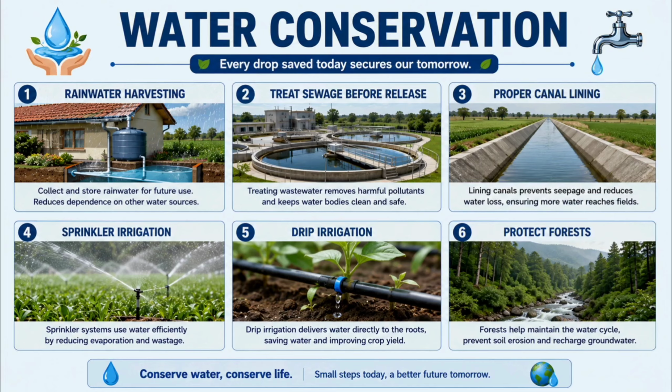Sprinkler irrigation: sprinkler systems use water efficiently by reducing evaporation and wastage. Drip irrigation: drip irrigation delivers water directly to the roots, saving water and improving crop yield. Protect forests: forests help maintain the water cycle, prevent soil erosion and recharge groundwater.